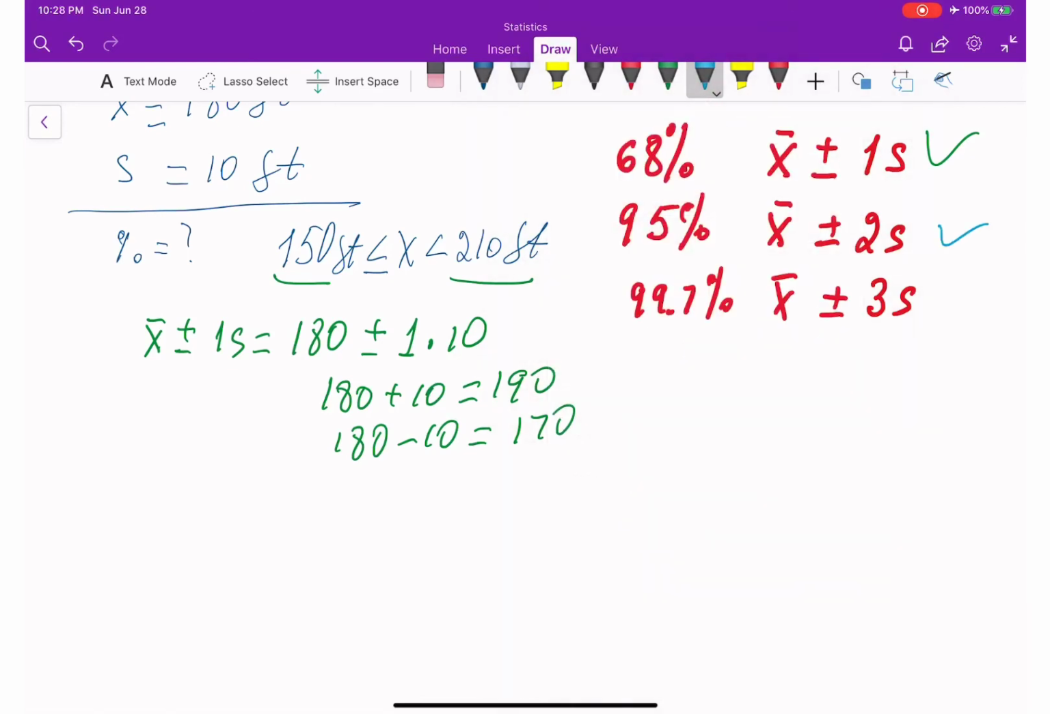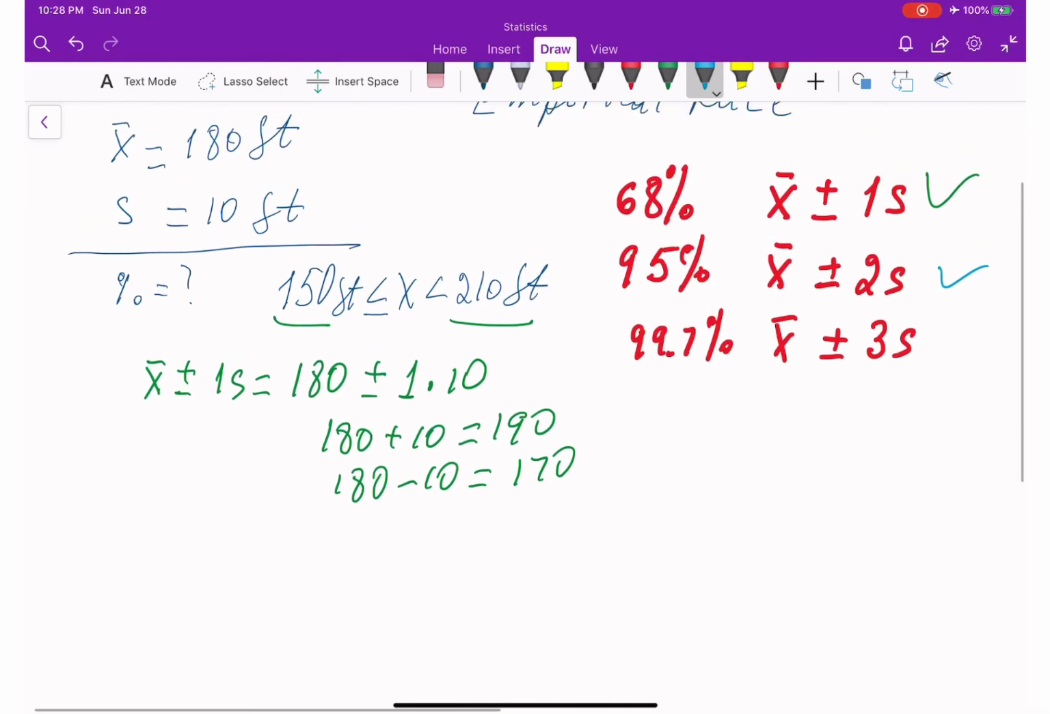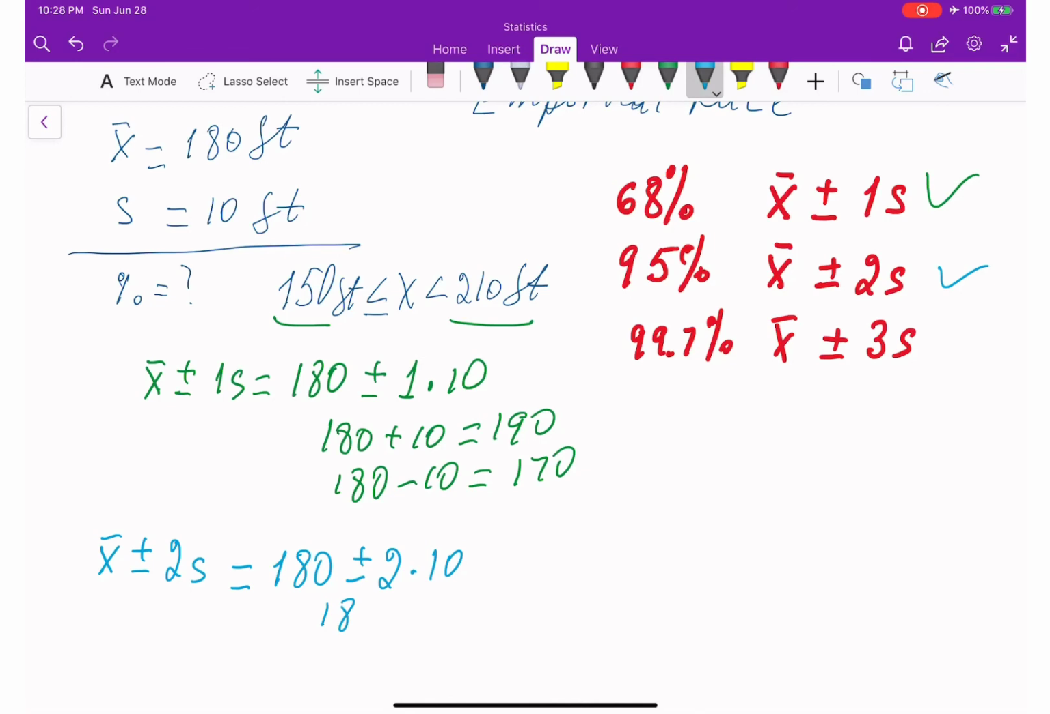Now we are testing two standard deviations. X bar plus minus two standard deviations, which is going to be 180 plus minus twice 10, right? So from here, 180 plus 2 times 10 is 20. It's going to be 200. Well, I'm looking, it doesn't match to my upper limit, so I don't even need to continue with minus 20, right?